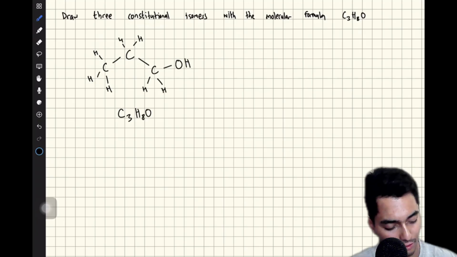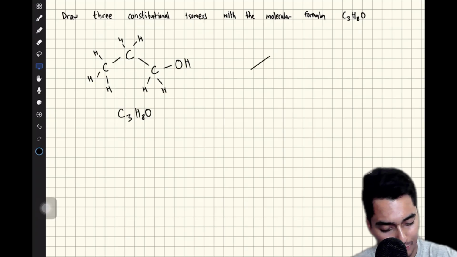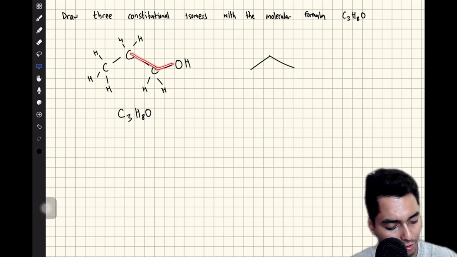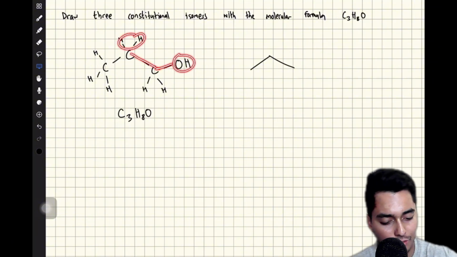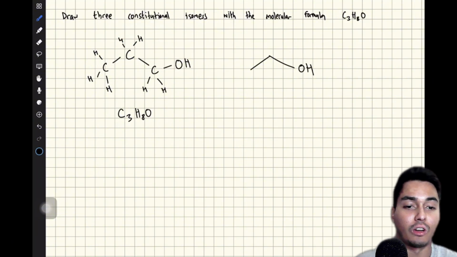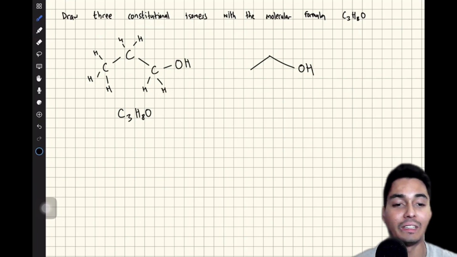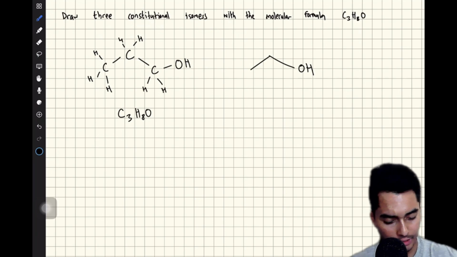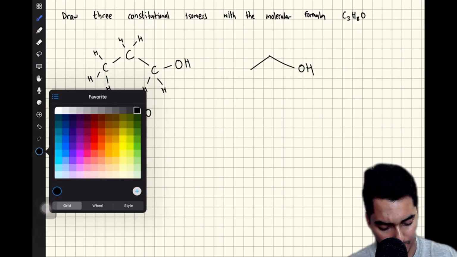Let's go ahead and draw that line bond structure. We're going to have a line for those two carbons that live from here to here, another line for these two carbons that live from here to here. We don't need to draw these H's, but we do need to draw this OH group that lives right over here. So two ways of drawing the same guy here. This is C3H8O. This is our first constitutional isomer. The name for this compound is going to be propanol.